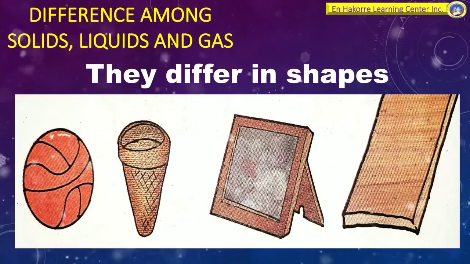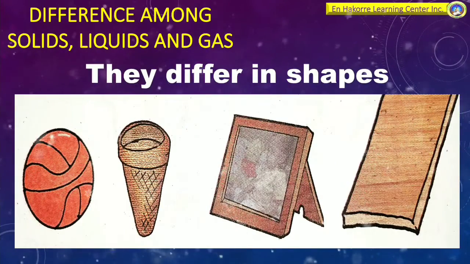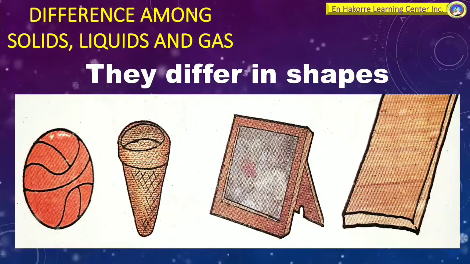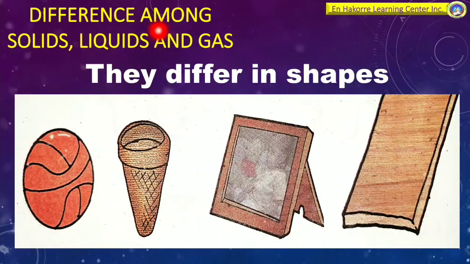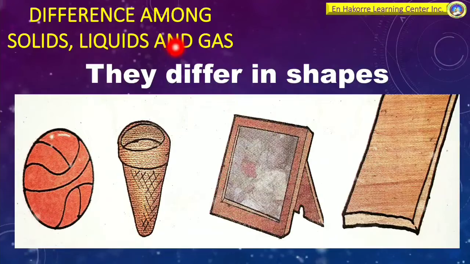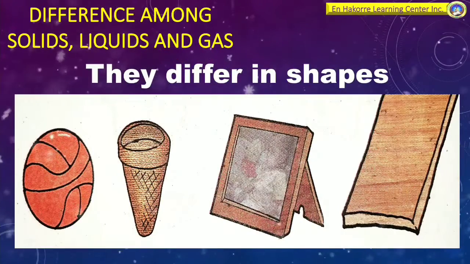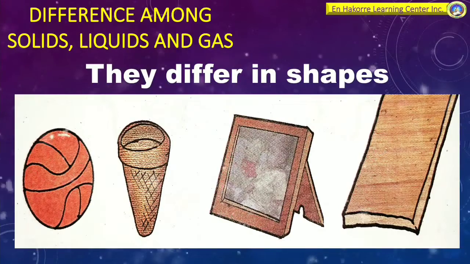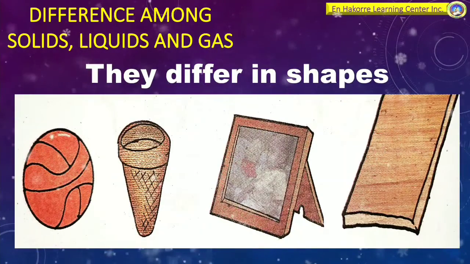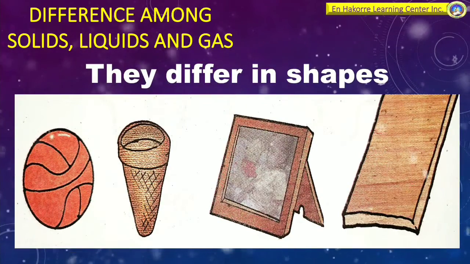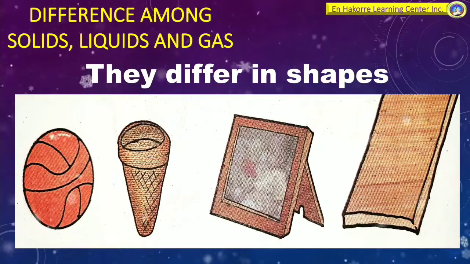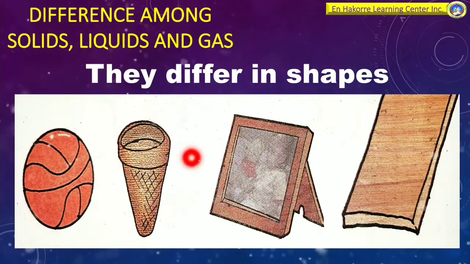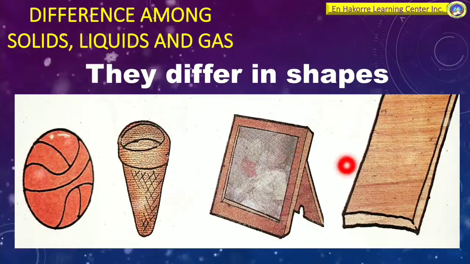Kids, since you already know the similarities of solid, liquid, and gas, let's proceed to the differences among solids, liquids, and gases. That is page 29 of your book. Again, page 29. As you can see there, number 1, solids, liquids, and gases differ in shapes. They have different shapes, especially when we talk about the solid.